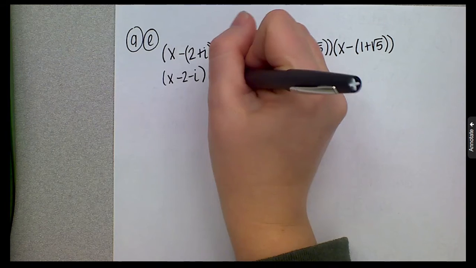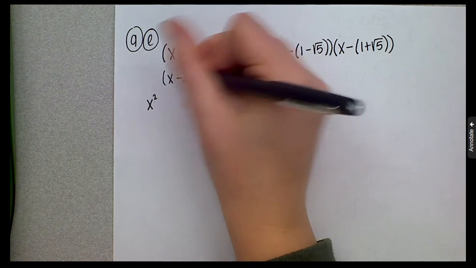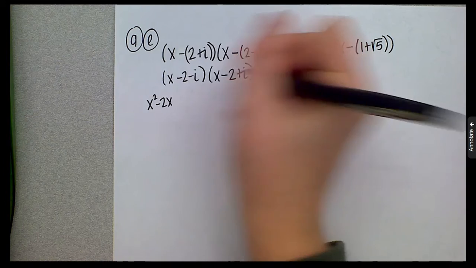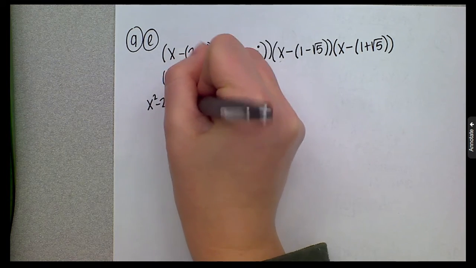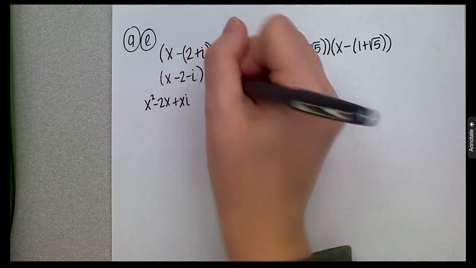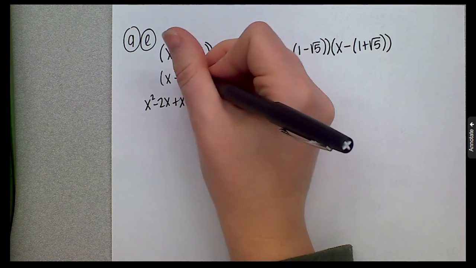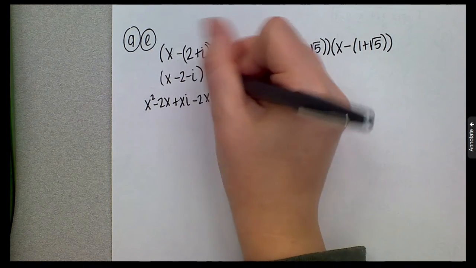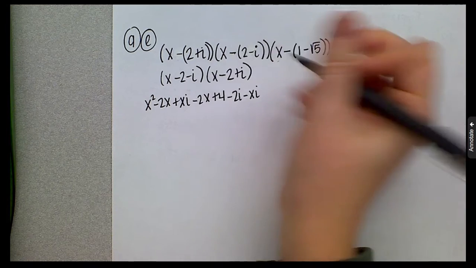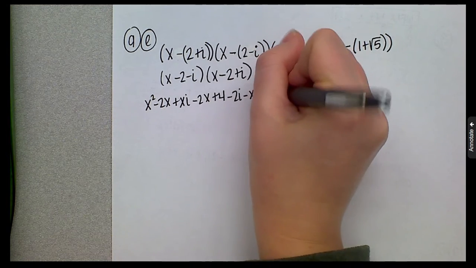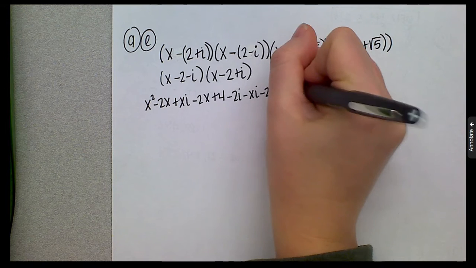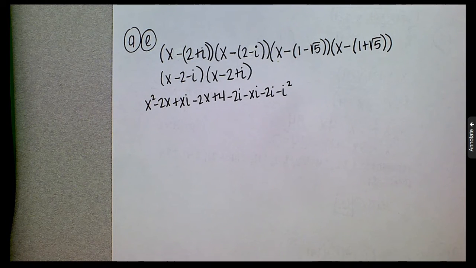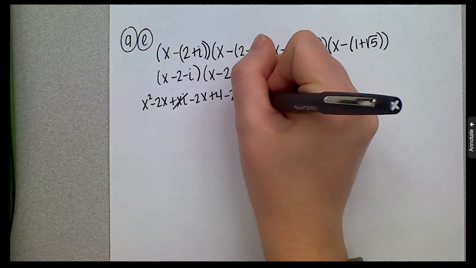If I distribute, I get x squared minus 2x plus xi, or ix, whatever you want to call it. Then distribute negative 2: negative 2x plus 4 minus 2i, and then negative xi, or ix, minus 2i minus i squared. Let's see what we got. I'm finding things that will hopefully cancel out. The xi's cancel, right?